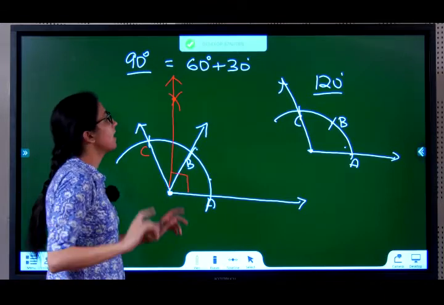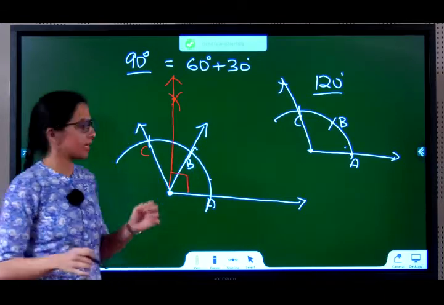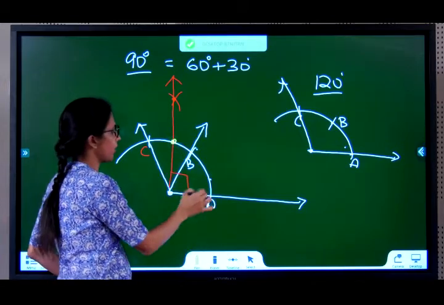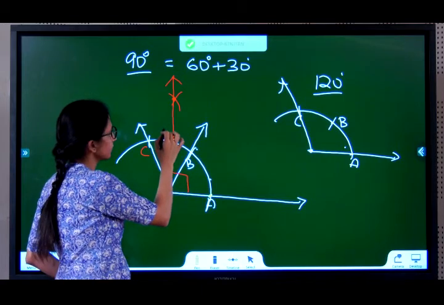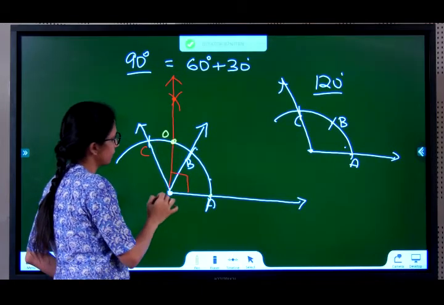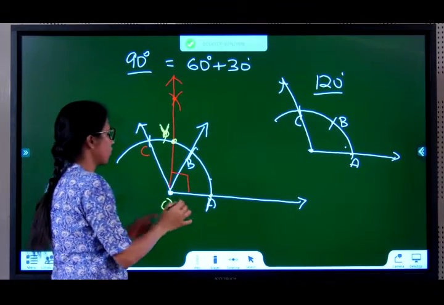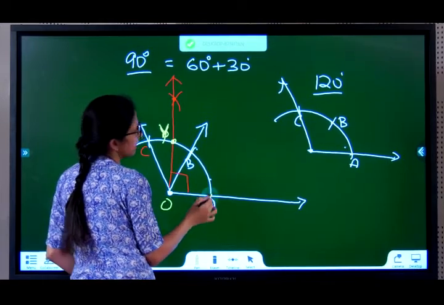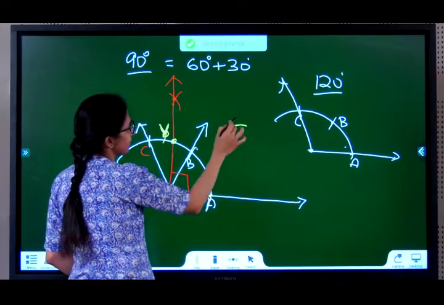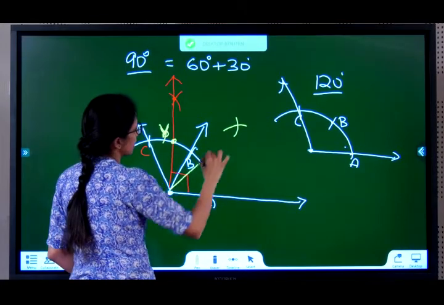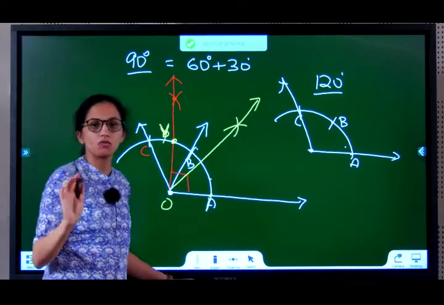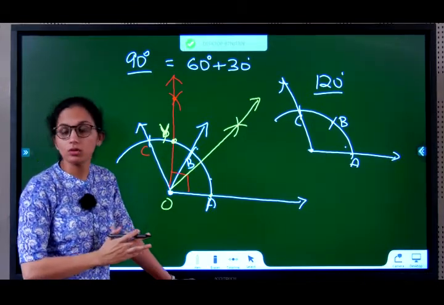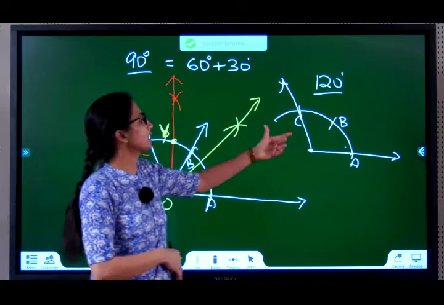60 plus 30. There is another method to construct 45 degree. Once you have 90, 90 by 2 is 45 degree. So you have these 2 points. Take more than half of, let's say this is Y, more than half of AY. Once you do that, keep your needle here, cut an arc, keep with the same radius, keep your needle here, cut an arc. So wherever this joins, this will be your 45 degree. 45 degree can be constructed as 30 plus 15 or even 90 by 2, 45. Both are valid. 120 is also fine.